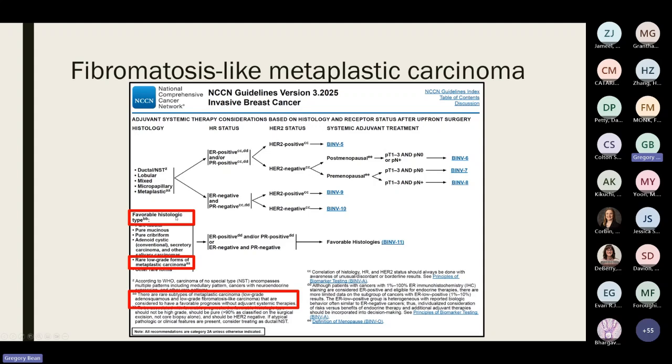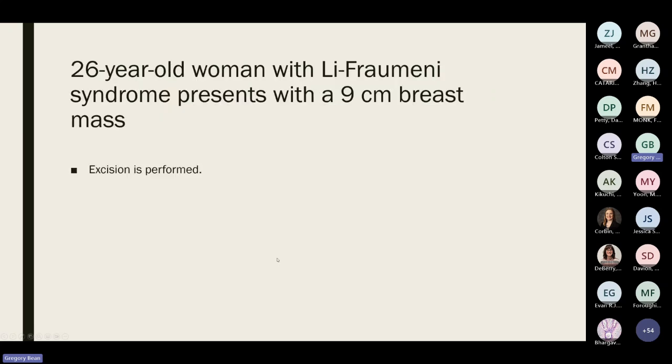And it really calls out these favorable histologic types, ones we know about, like mucinous and tubular and conventional adenoid cystic and secretory, but also rare low-grade forms of metaplastic carcinoma, and they call out low-grade fibromatosis-like carcinoma in addition to low-grade adenosquamous carcinoma, so without adjuvant systemic therapies. So making a diagnosis of low-grade fibromatosis-like carcinoma, it would typically be over-treatment to treat the patient with systemic therapy.